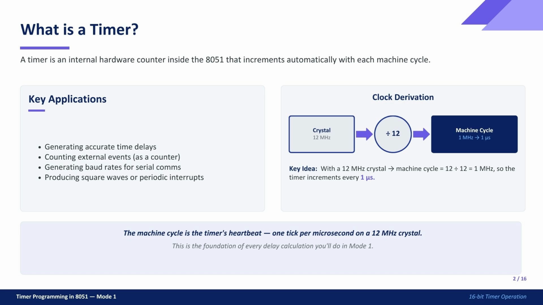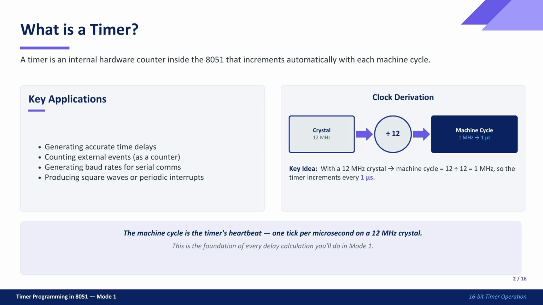Second, counting external events. When used as a counter, it can count pulses coming in on an external pin, useful for things like counting how many times a door opens. Third, generating baud rates for serial communication, essential when you are transmitting data to a computer. And fourth, producing square waves or periodic interrupts, useful in sound generation, motor control, and similar applications.